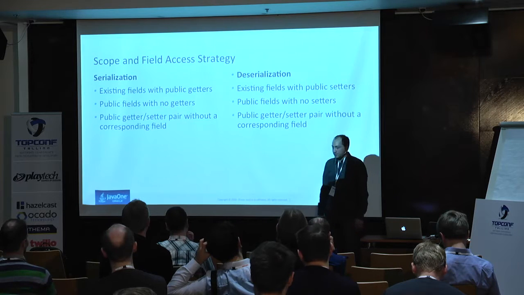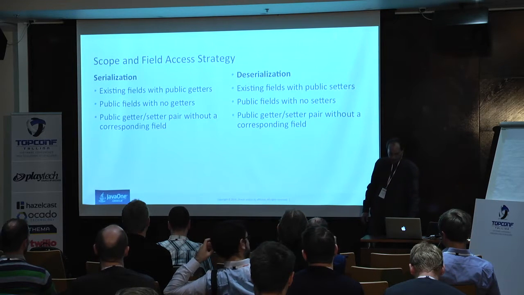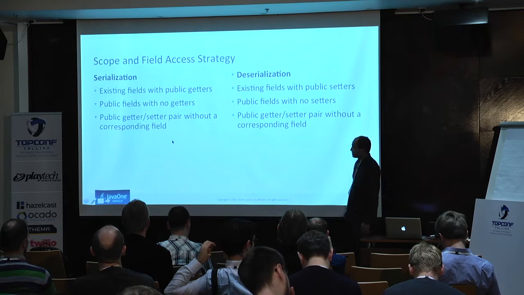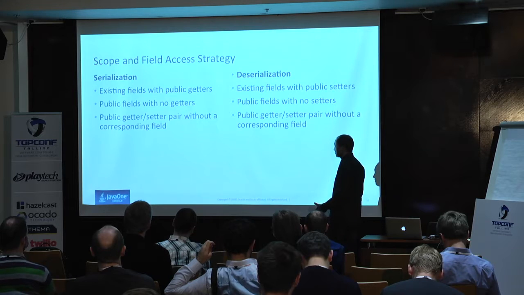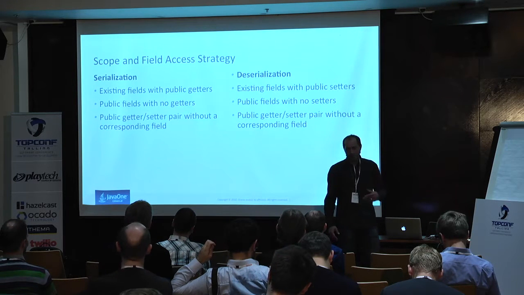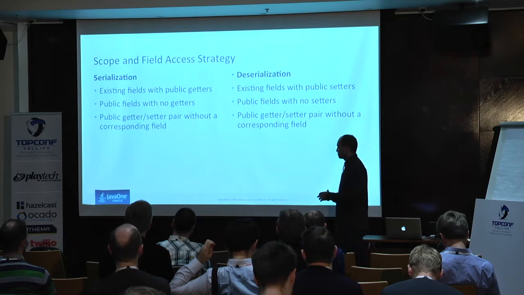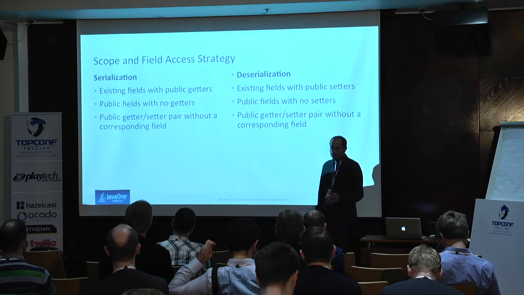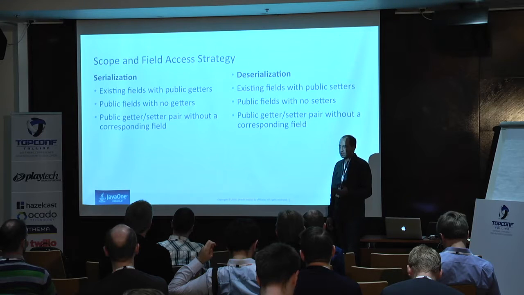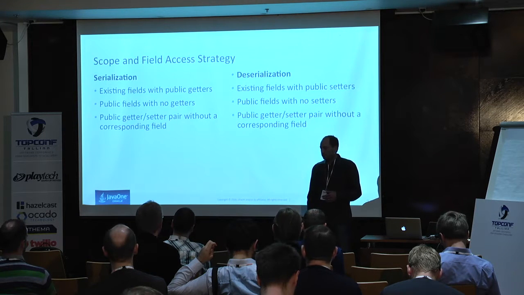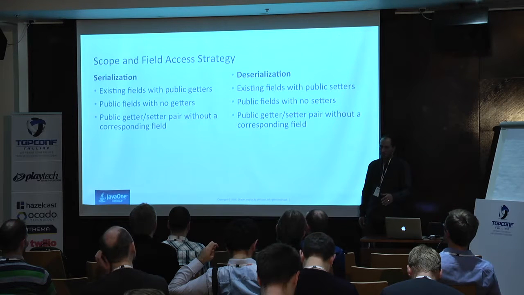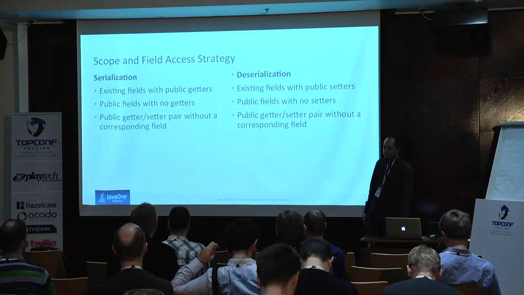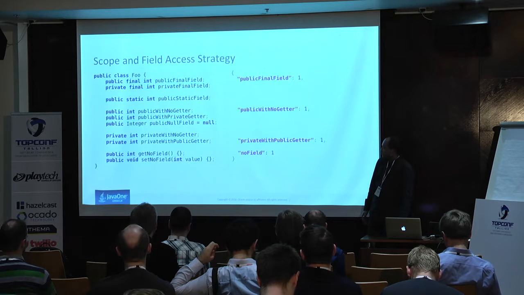Scope and field access strategy. This is copied from the specification, but basically it says that public fields are serialized and deserialized. Then if there are some methods, like getters, setters for some field which is either public or private, it doesn't matter, there is a method so this method is used to serialize or deserialize data. And you can also have virtual fields, which means that you have a getter and setter but no corresponding field. JSONB will just call these methods and it is up to you to provide the logic for what should happen. We can see that in this example.